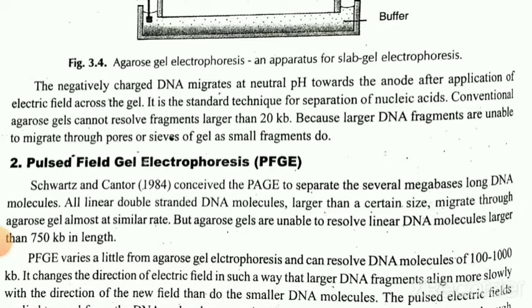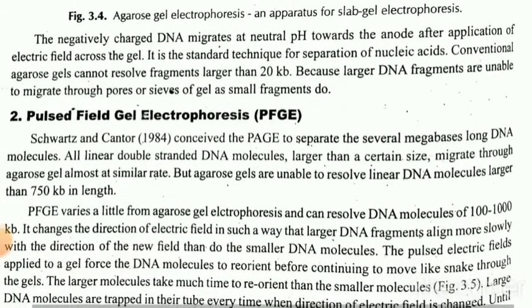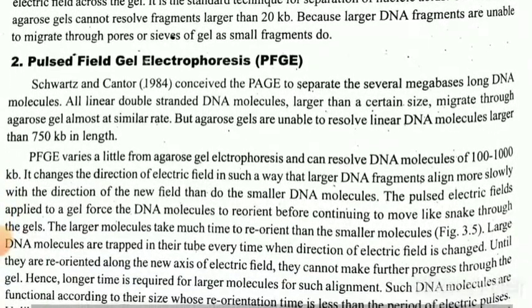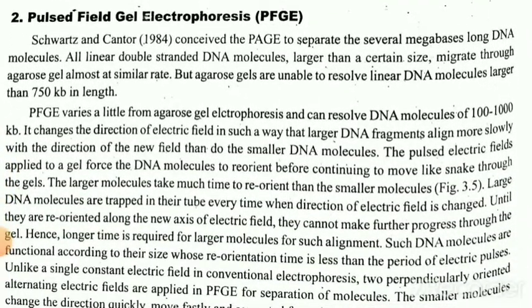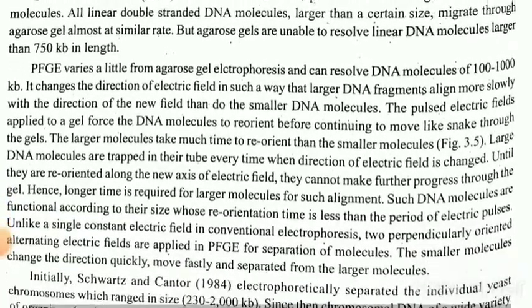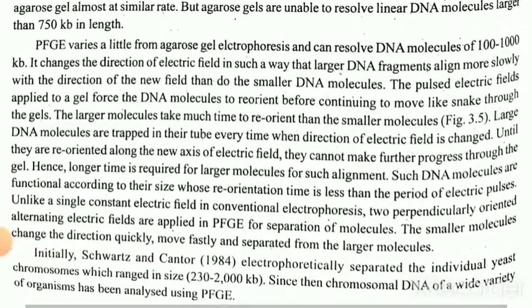2. Pulsed field gel electrophoresis, PFGE. Schwartz and Cantor, 1984, conceived the PFGE to separate the several megabases long DNA molecules. All linear double-stranded DNA molecules larger than a certain size migrate through agarose gel almost at a similar rate. But agarose gels are unable to resolve linear DNA molecules larger than 750 kilobases in length. PFGE varies a little from agarose gel electrophoresis and can resolve DNA molecules of 100 to 1000 kb. It changes the direction of the electric field in such a way that larger DNA fragments align more slowly with the direction of the new field than do the smaller DNA molecules.